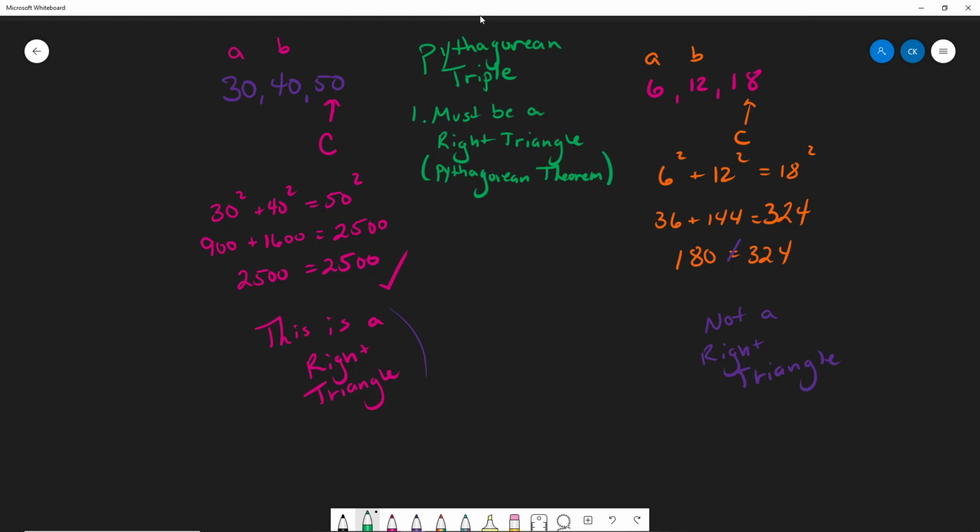Okay? So if it's a right triangle, the second thing is that all three numbers, or all three sides, must be whole numbers, or counting numbers. Now what I mean by that is no decimals, no fractions. So in the case of this one here, 30, 40, 50, this would be a Pythagorean triple because not only is it a right triangle, but 30, 40, and 50 are all counting numbers. So not only is this a right triangle, we would also say that yes, this is a Pythagorean triple as well.